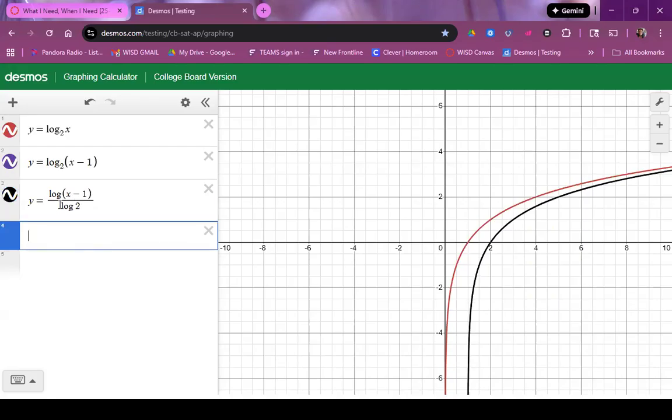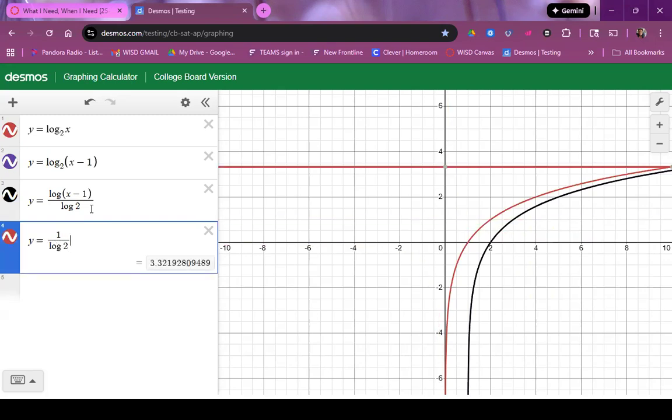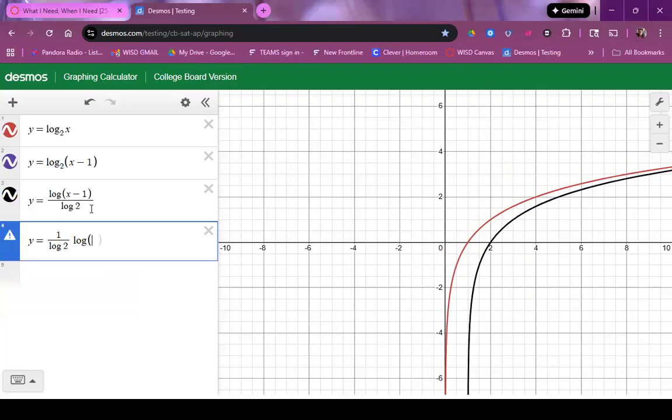Yes. So when you are dividing by 2, it's the same thing as multiplying by half, right? Same thing here. If I'm dividing by log 2, it's the same thing as multiplying by 1 over log 2. So notice when I write y equals 1 over log 2 times log of x minus 1, what happens again? It's the same. It all is the same. It's just a different way that it appears.